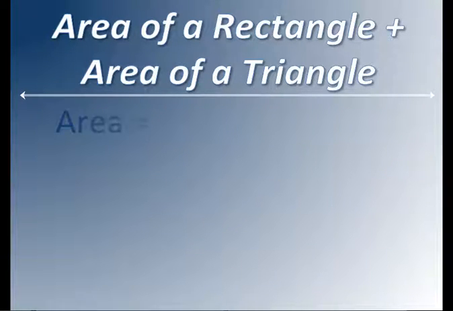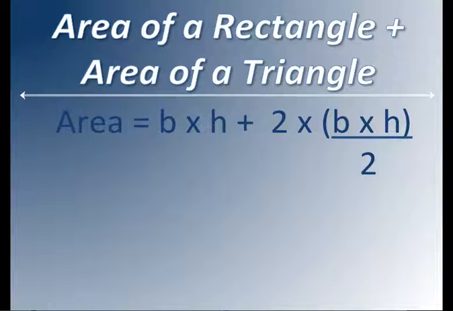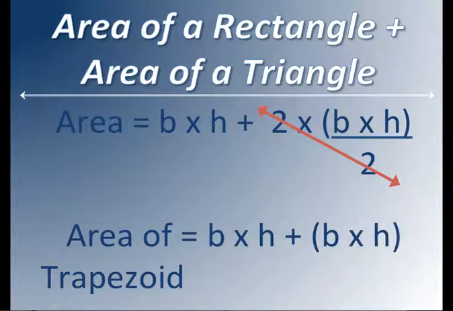Don't forget, area of a rectangle was base times height, and the triangle is base times height divided by 2, but we're going to times again by 2 because there was a triangle on each end. And what happens is that times 2 and divide by 2 cancel. So we're just going to do base times height plus base times height.